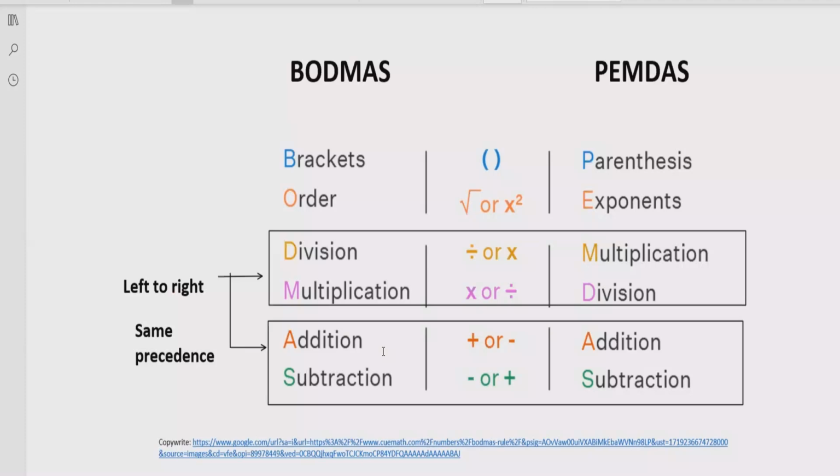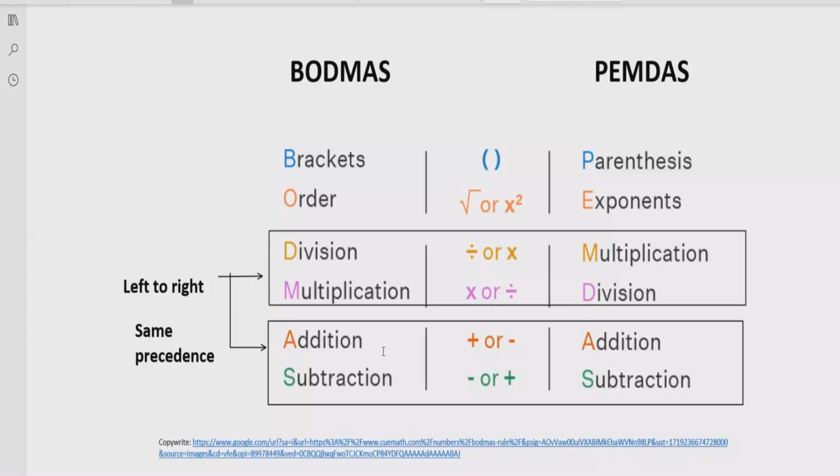So here we will discuss what PEMDAS and BODMAS do. B stands for bracket and P stands for parenthesis, which means that if your expression contains any bracket or parenthesis, any square bracket, any curly bracket, you have to solve that part first in your expression. Step number two, you have to see the power of any number, if your expression contains any exponent or power of any number or order of operation. So you have to solve that one after the bracket.